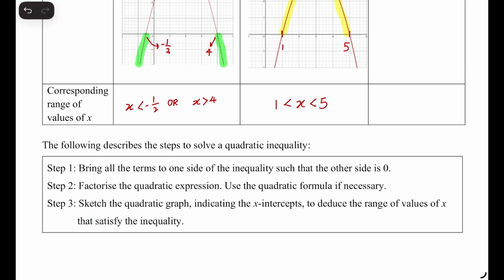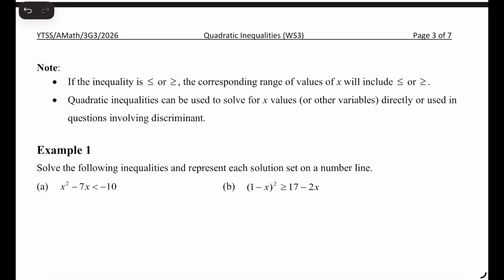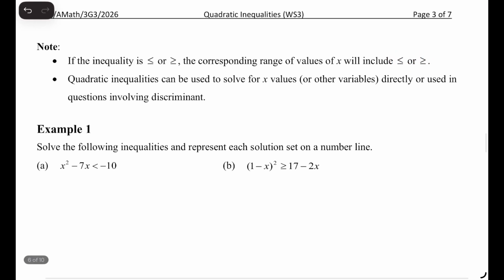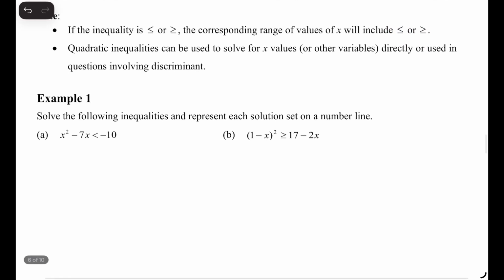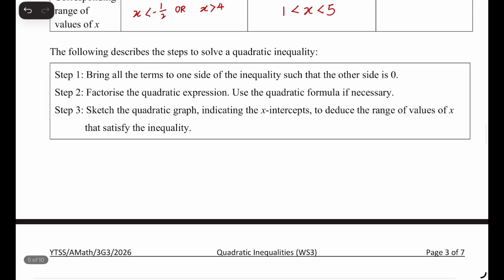So these are the main steps in order to solve a quadratic inequality, and with these steps you can easily solve for the quadratic inequality. Okay, so if we continue forward, if the inequality is less than or equals to or greater than or equals to, the corresponding range of values for x will also include the less than or equals to or the more than or equals to. Okay, so let's look at example 1 to explore how do we solve quadratic inequalities from here. If you follow the steps, step 1, make the right hand side 0. Step 2, factorize. Step 3, sketch the quadratic graph. Then after that you solve.